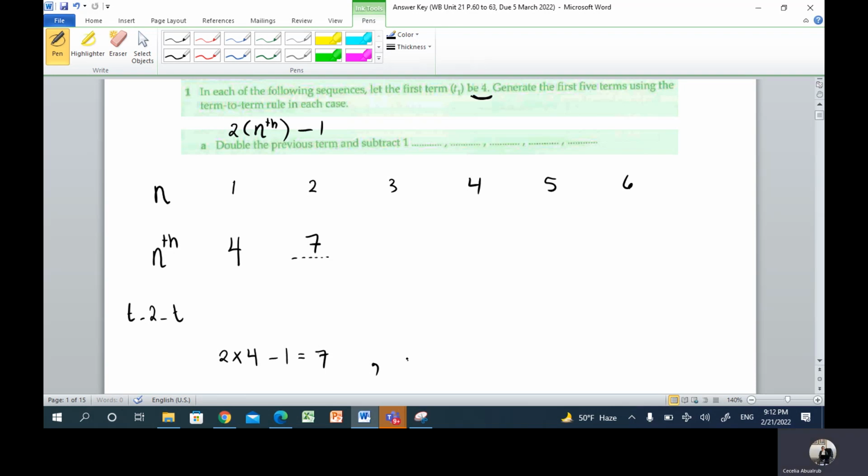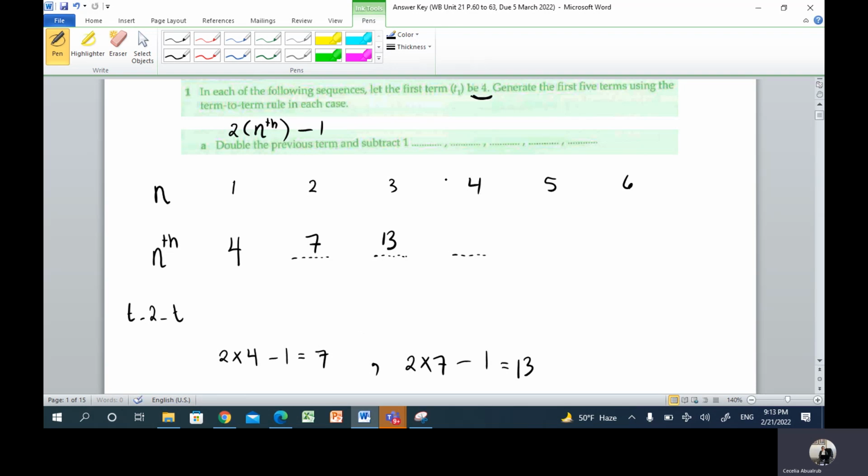Then you're going to say 2 times 7, since we found the 7, and we're going to find the third term. The rule is double the previous term, and the previous term is the 7. So it's going to be 2 times 7 minus 1, which is equal to 14 minus 1, and it's 13. So we're going to write 13.